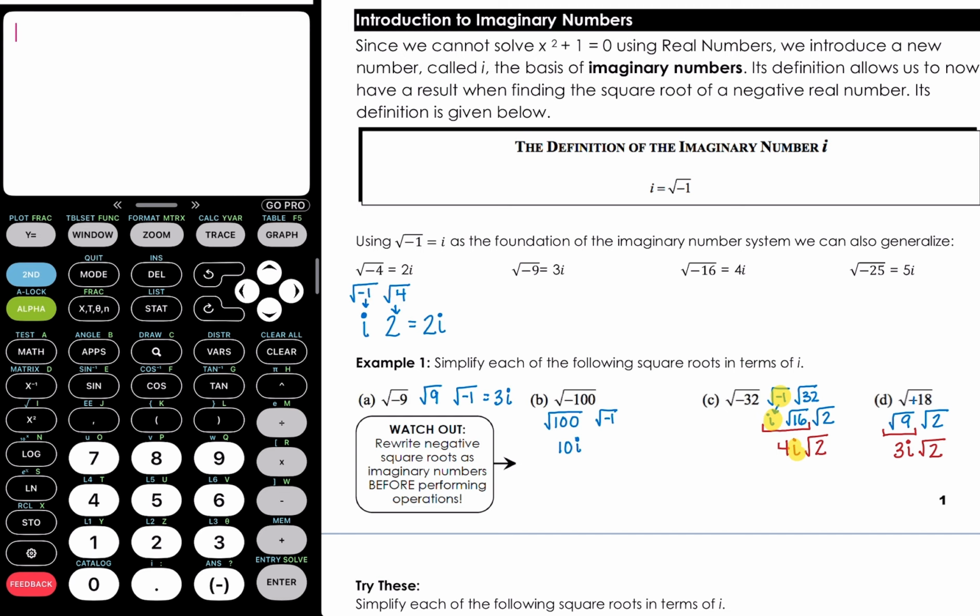Okay, and we did the same thing here. Instead of taking the square root of -9, we're taking the square root of +9 and using this square root of -1 as our I, and the square root of 9 is 3. So the answer is 3 to represent the square root of 9, and I to represent the negative. Okay, and so on. So we did these examples together in class.